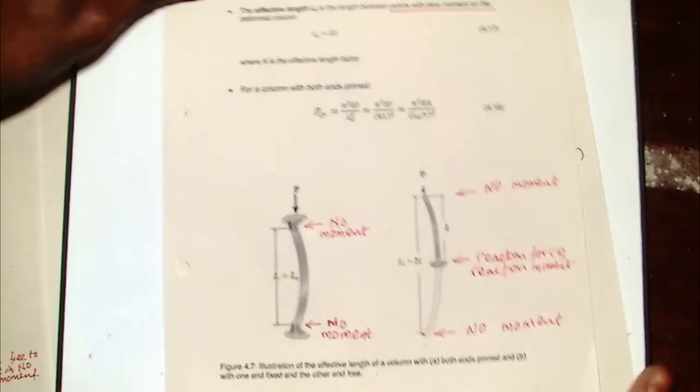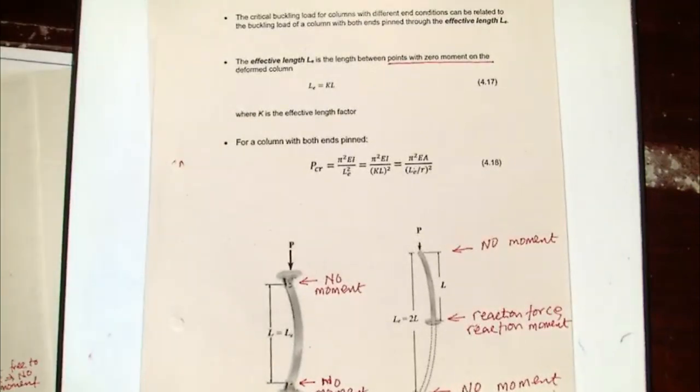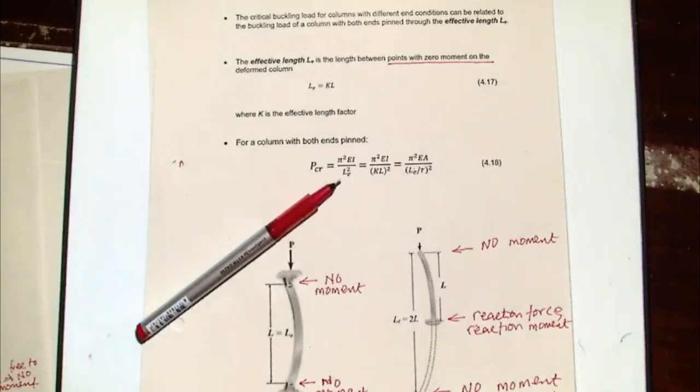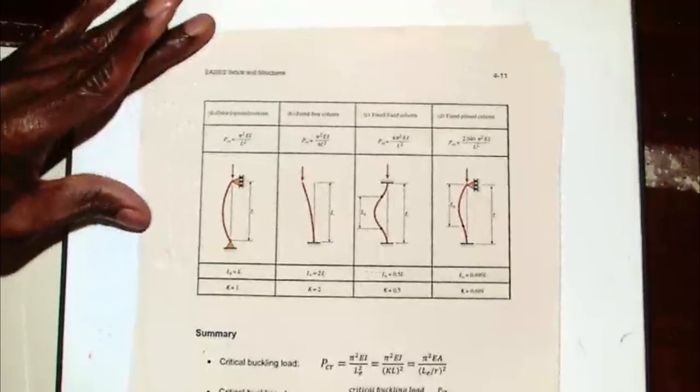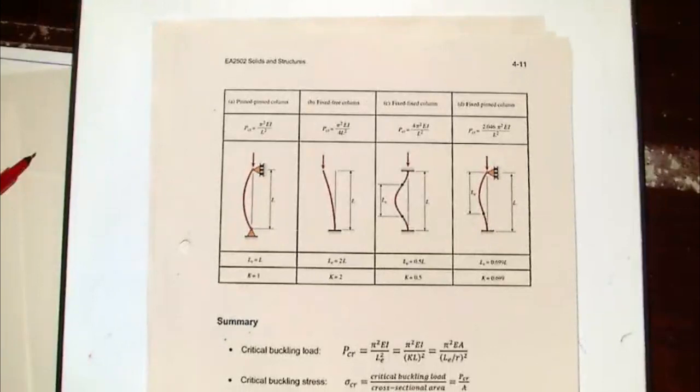You will see when I do the two cases at the end there. So now I can write my critical load in terms of that parameter called the effective length, which I will show on the next slide. So now what we have are all the four common cases. The first one is the one we started with, where both ends are pinned. Second one is where one end is fixed, the other one is free. The third one is where both ends are fixed. And the fourth one is one end fixed and the other one pinned.